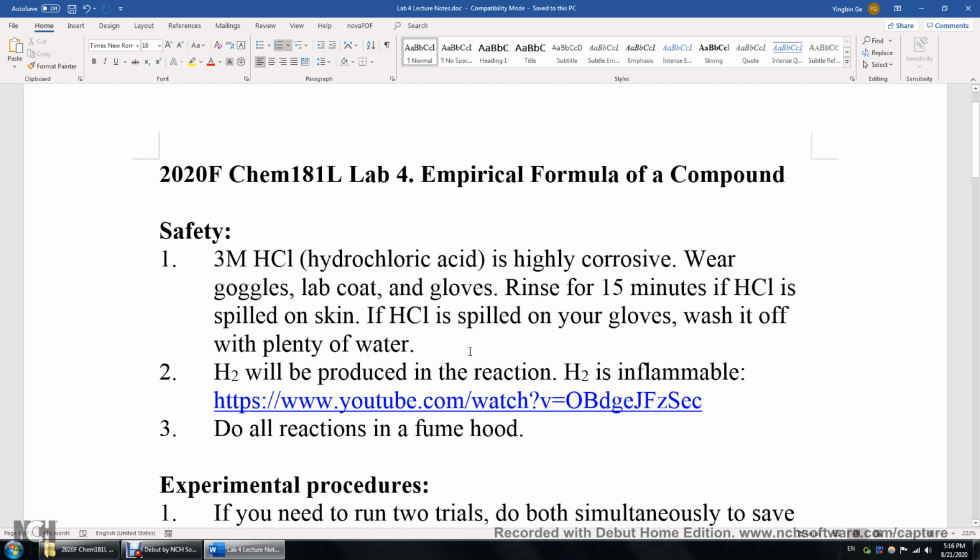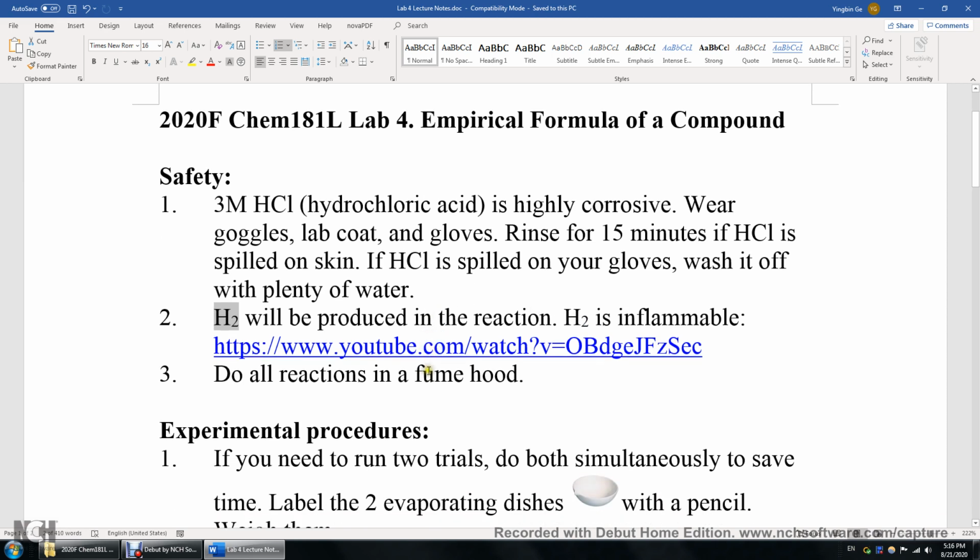When magnesium reacts with HCl, both magnesium chloride and hydrogen gas will be produced. Hydrogen is flammable, so do this reaction in a fume hood. You may watch this YouTube video to see the production of hydrogen gas from the reaction between magnesium and hydrogen chloride. Again, do all reactions in a fume hood for safety.